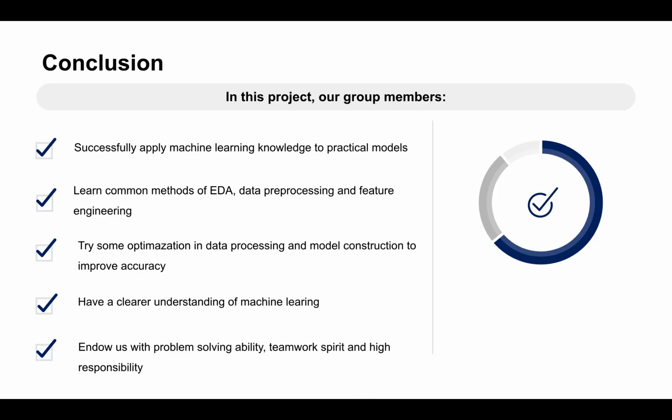In this project, our group members have gained a lot. Firstly, we successfully applied machine learning knowledge to practical models. And then we learned common methods of EDA, data pre-processing, and feature engineering. In addition, we tried some optimization in data processing and model construction to improve accuracy. We have a clearer understanding of machine learning. Most importantly, it endows us with problem-solving ability, teamwork spirit, and high responsibility.